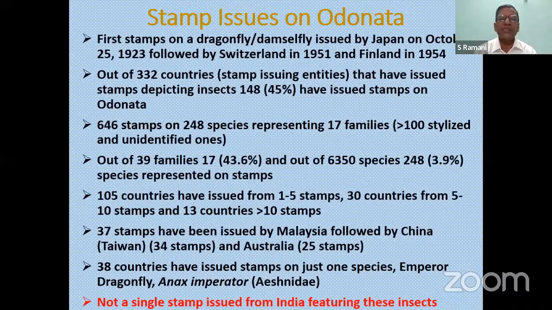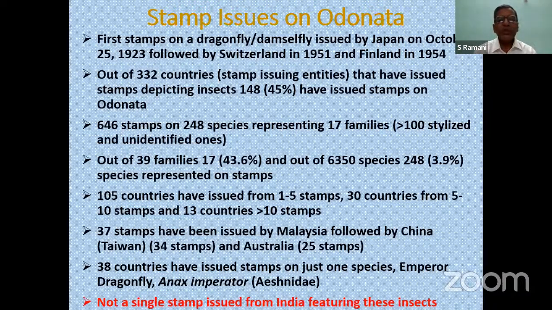Of course, a lot of them are stylized and unidentified ones, but at the same time, dragonflies and damselflies have featured on those stamps. Out of the 39 families that have been recognized in Odonata, at least 17 families, about 43%, have been featured on stamps. And out of 6,350 species, at least 248 species, about 4% of them, have been represented on stamps. There are at least 105 countries which have issued 1 to 5 stamps, 30 countries 5 to 10 stamps, and about 13 countries which issued more than 10 stamps on Odonata.